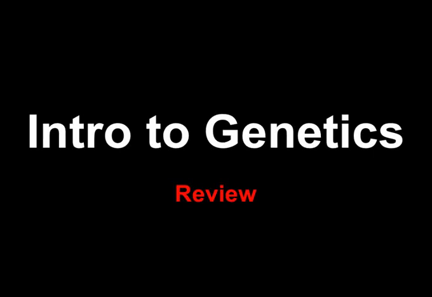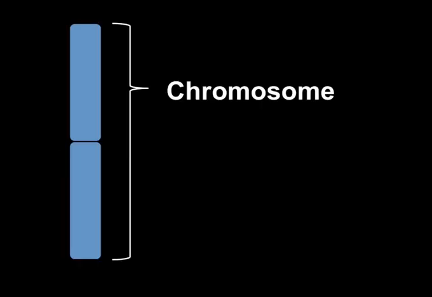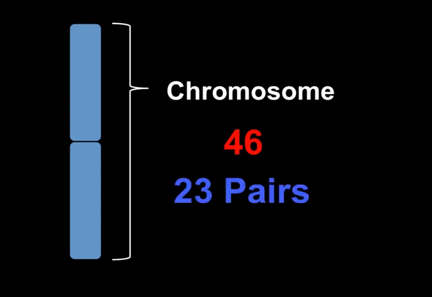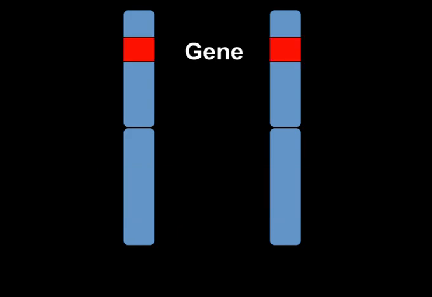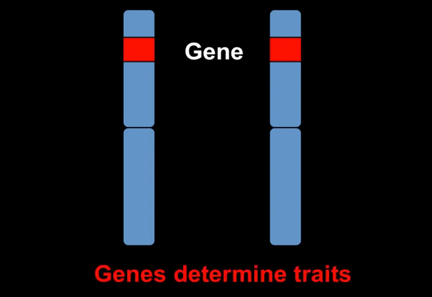This video is a review of the basic vocabulary and concepts of genetics. So remember, this is a chromosome, and as human beings we have 46 of these, and we have 23 pairs. So you get one of those from mom and one of those from dad, and on each one of them you have sections called genes, and these are what determine your traits.